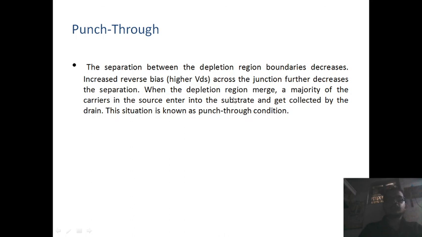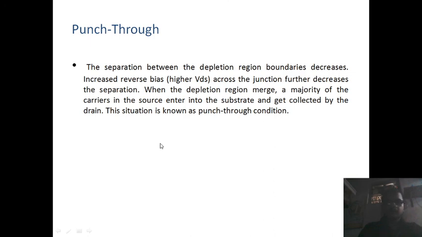In this condition also, the total operation is independent of gate voltage; there is no influence of gate voltage. This is also one drawback, punch through, due to short channels. This is the leakage power dissipation.